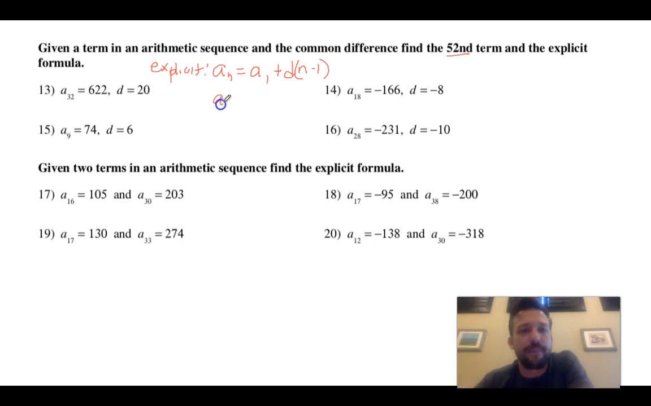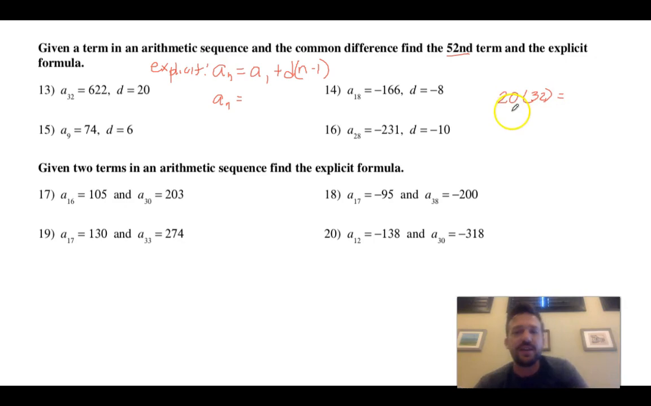Okay, so a sub 1 equals, I need the first term. They gave me the 32nd term. But it's not going to be hard to find the first term. It's going to be easy. Every one of them has a difference of 20. So if I wanted to find the 31st term, I'd subtract 20, right? If I want to find the 30th term, I'd subtract 20. What we want to do is subtract 20 32 times so we get to the first term. So let's just do 20 times 32, since they told us the 32nd term.